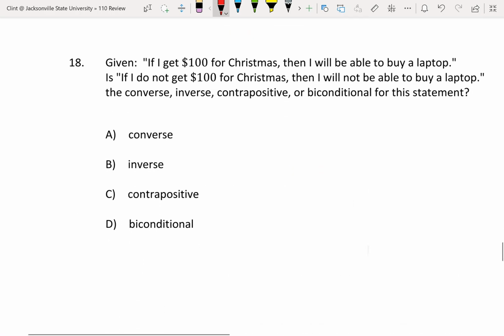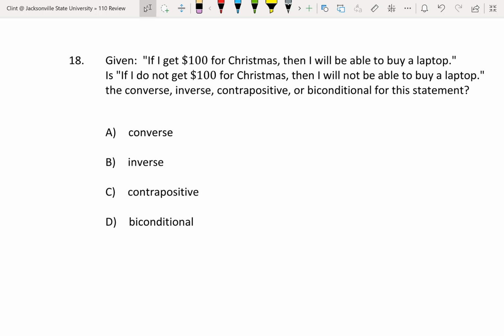18. Get into some of our stuff from that last section. It says, given the statement, if I get $100 for Christmas, then I will be able to buy a laptop, we want to know: is the statement, if I do not get $100 for Christmas, then I will not be able to buy a laptop, the converse, inverse, contrapositive, or biconditional? So what have we changed from the original to the new one? Yeah, we put a not in both statements, right?